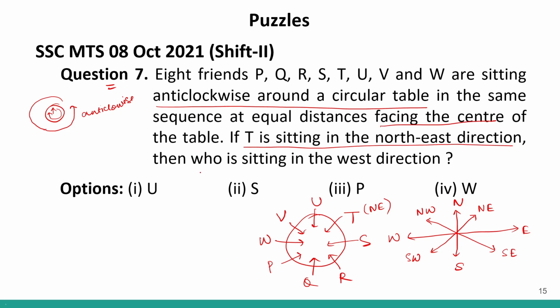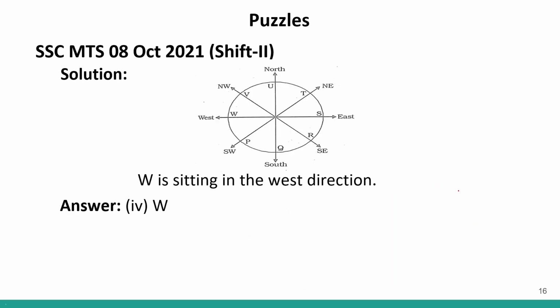The question asks who is sitting in the west direction. So if this is northeast, this will be east, and just opposite to that we will have west. So who is sitting at the west direction? We will have W at the west direction. So my answer will be option number 4, W. Clear?